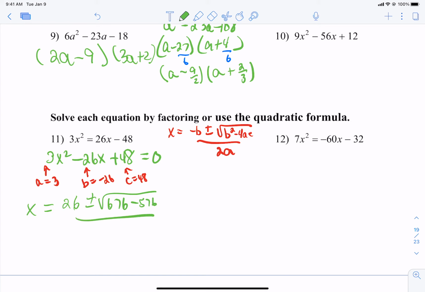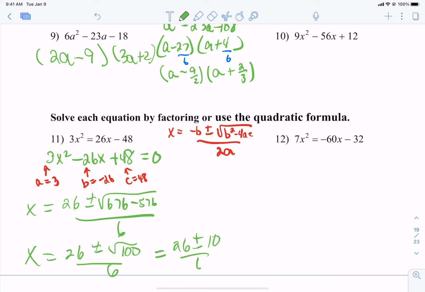all over 2a's. Now a was 3, so just double it. So I get 26 plus or minus the square root of 100 over 6. Now square root of 100 is a thing. It's 10. So that's 26 plus or minus 10 over 6. And then you just have two little math problems to do. 26 plus 10 is 36 divided by 6. 26 minus 10 is 16 divided by 6. Reduce them. Well, 36 divided by 6 is 6. That's great. 16 divided by 6 is not perfect, but they're both divisible by 2 and make that 8 over 3.